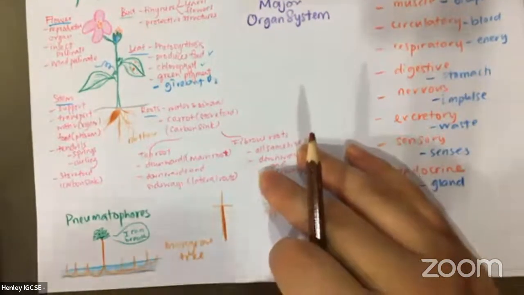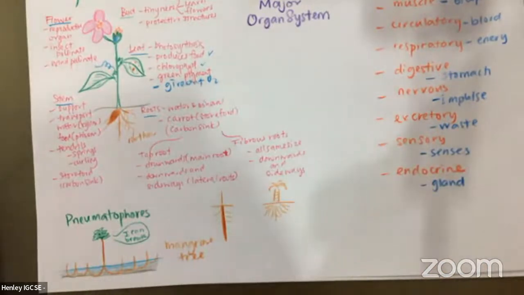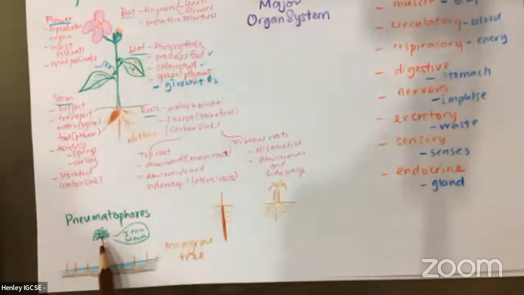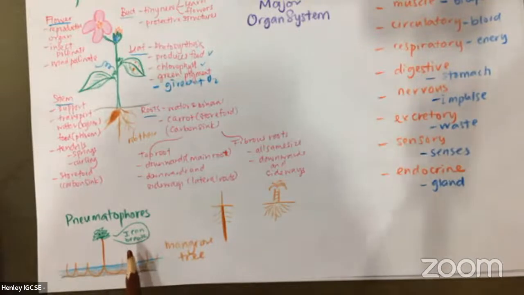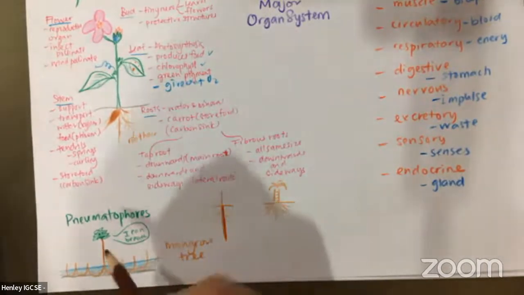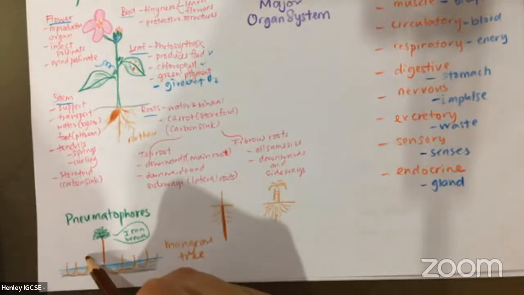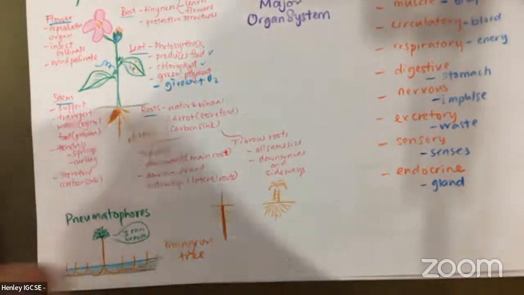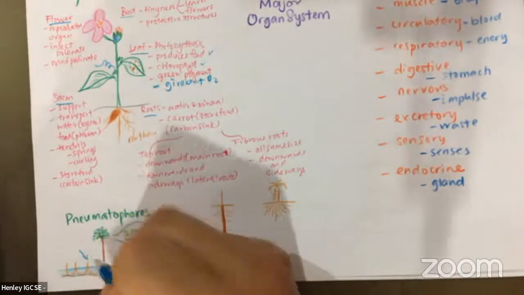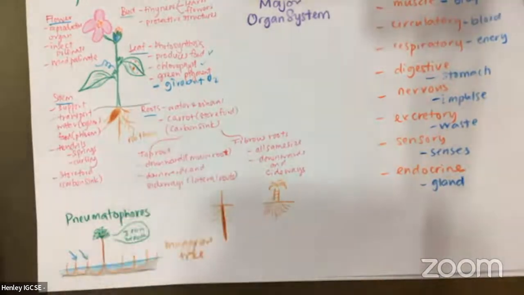There's another type I want to introduce, which is called pneumatophores. This is the mangrove tree. Can you see? When water covers the roots, the plant is still saying that I can breathe. Why? Because the tip of the root will go out. Can you see? So the air can still exchange here, on this side.